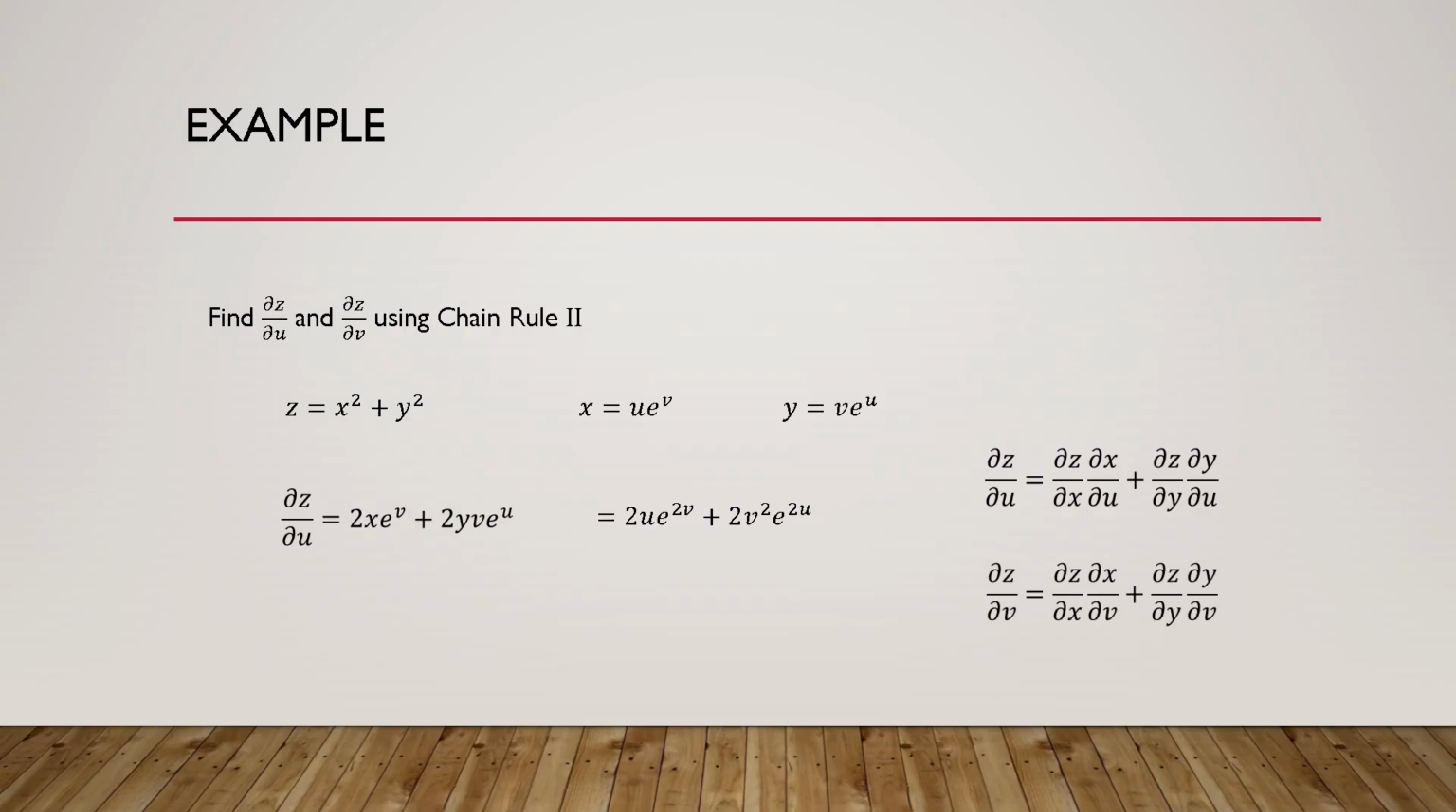The partial derivative dz dv equals the partial derivative dz dx times the partial derivative dx dv plus the partial derivative dz dy times the partial derivative dy dv. Therefore, dz dv equals 2xu e to the v plus 2y e to the u. Replace x and y to get 2u squared e to the 2v plus 2v e to the 2u.